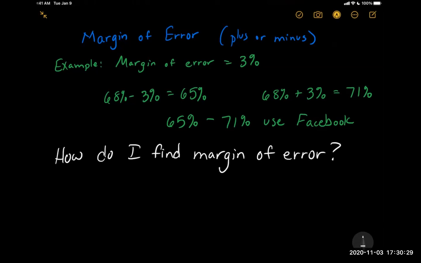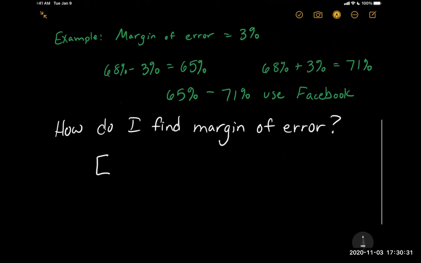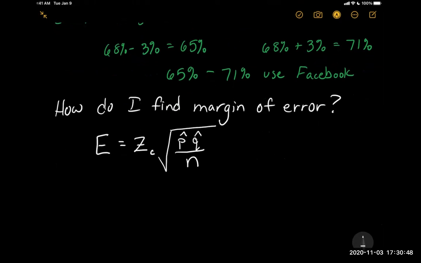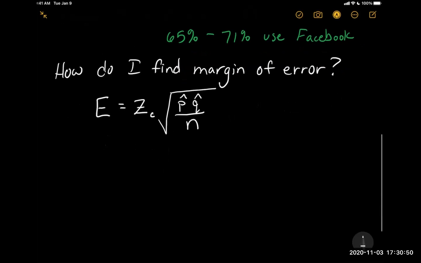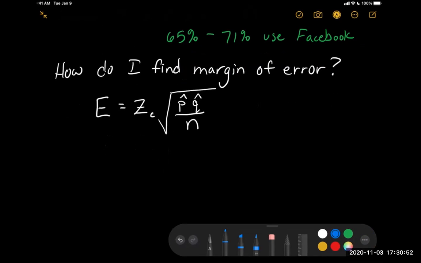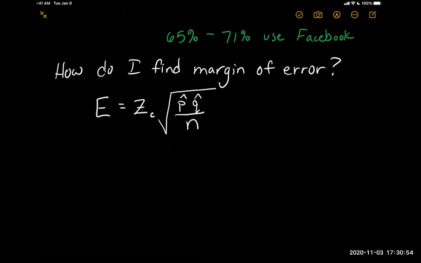So we're going to use E for margin of error, and then margin of error equals critical Z multiplied by the square root of p hat times q hat over n. I want you to go ahead and write that down real quick, and then I'll tell you what each variable means.